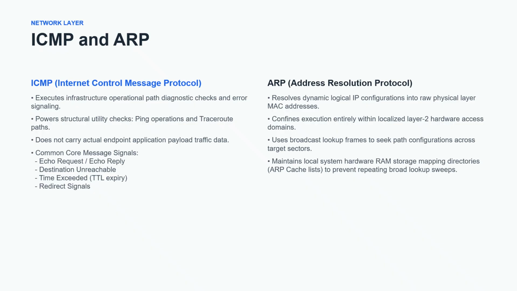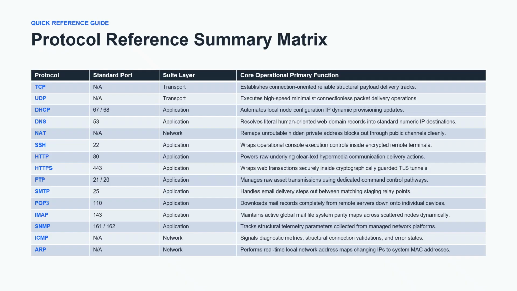ARP maintains a cache of resolved addresses. The ARP cache stores IP to MAC mappings to avoid repeated broadcasts. ARP entries in the cache have a time to live. ARP is used by all devices on a local network for IP to MAC address resolution.